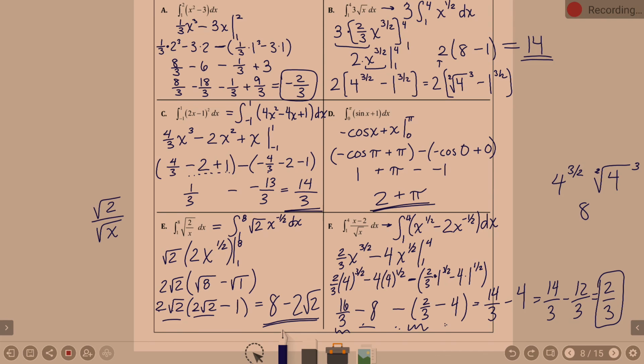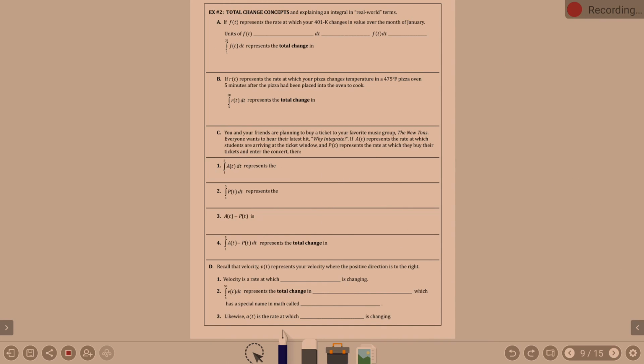Again, getting that 2/3, okay? We could have made this all thirds if you want, but you also have to go with what your brain sees, what's going to be easiest without a calculator. So, okay. That was a good review from yesterday.